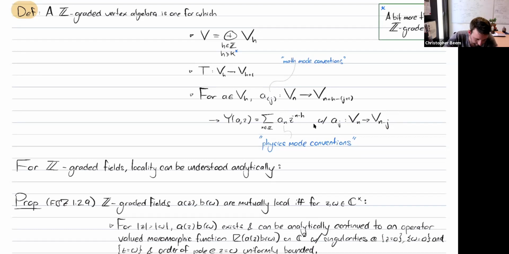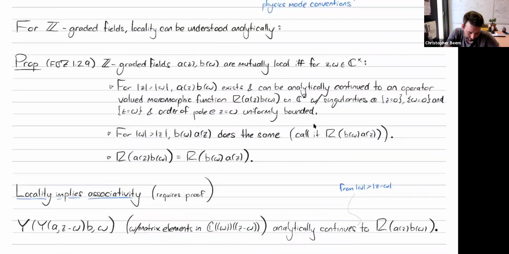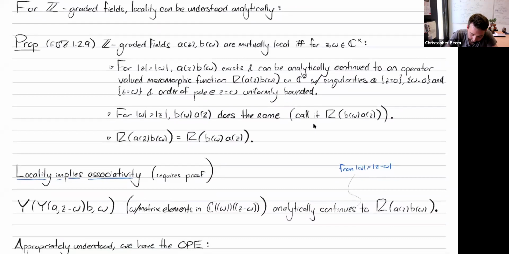And in this Z-graded setting, it turns out that the conditions for locality can be rephrased a little bit more analytically. And this is because if you restrict to definite graded subspaces, you only get so many powers of Z involved, because the place where you get too many powers of Z is when you would be going to higher and higher or lower and lower grade in the vector space. So here's a statement. You have to prove it. It's proven in the textbook by Frenkel and Ben-Zvi. If you have Z-graded fields, then they're mutually local if the following set of sentences holds true.